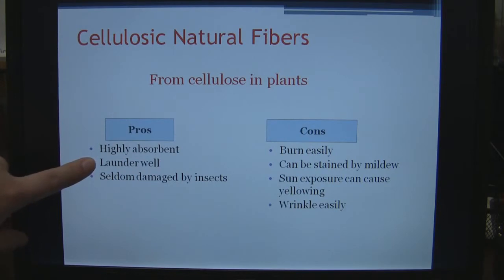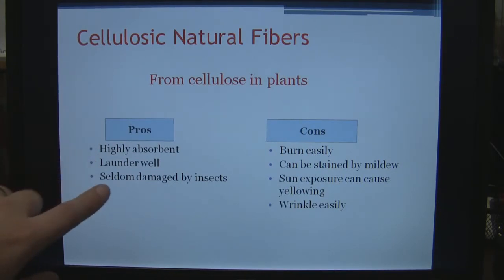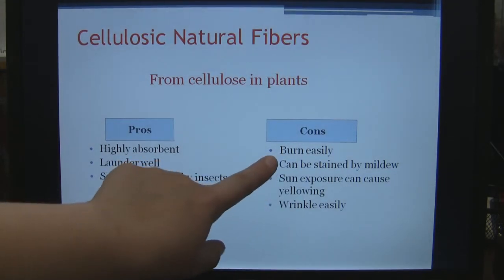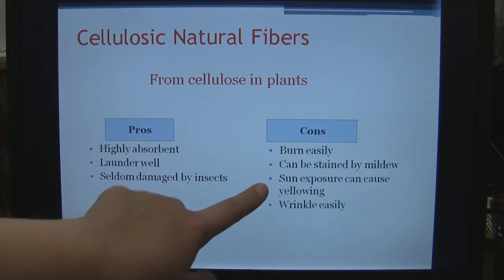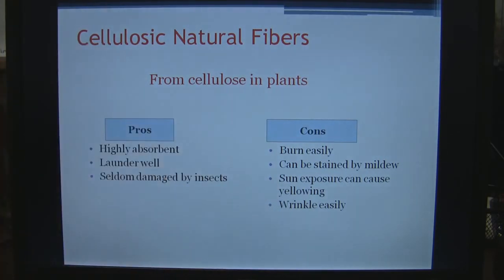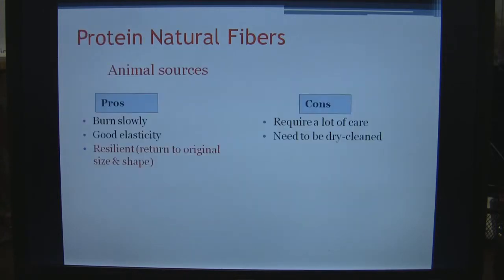They clean well, or launder well, and insects or moths don't chew on those fabrics. The bad things are that they can burn easily, they can be stained by mildew, sun exposure can cause yellowing, and they can also wrinkle easily, so you have to iron them often.